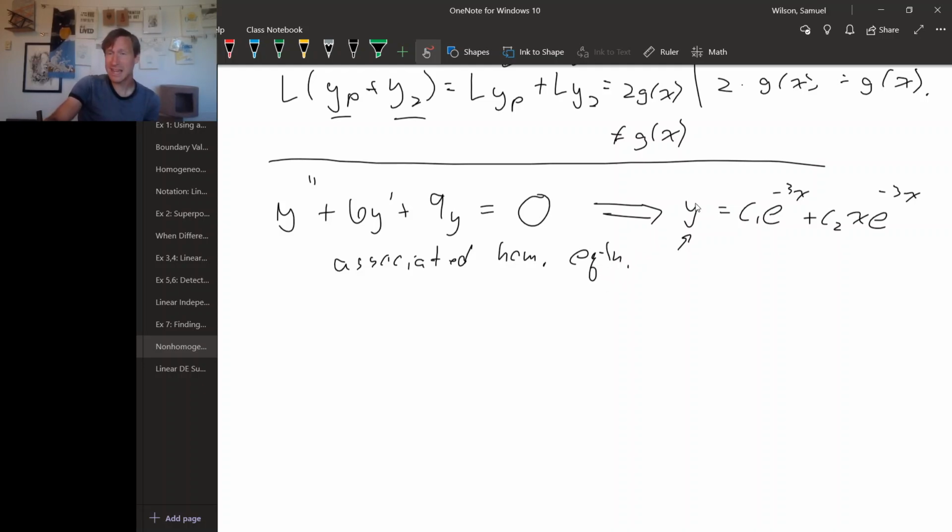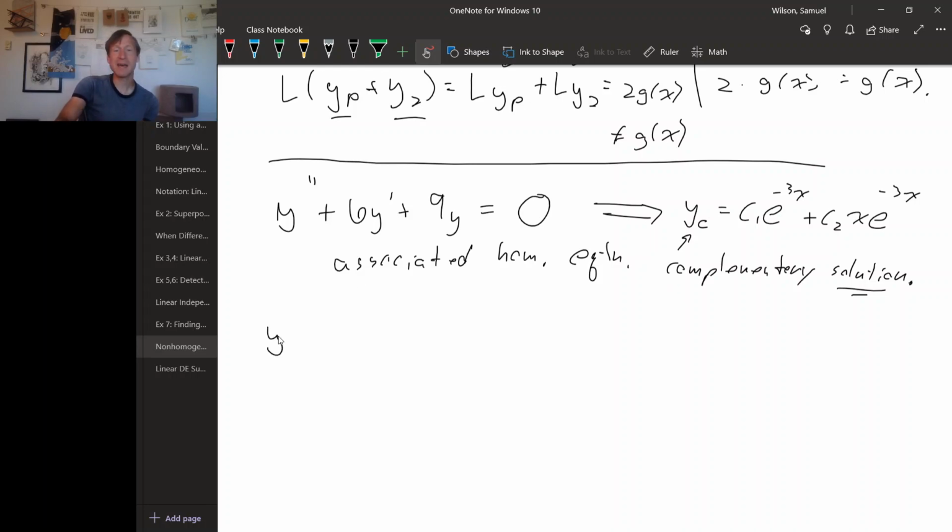So to indicate that, I'm just going to put a little subscript c on this, and that c stands for complementary. So this is called the complementary solution or the complementary function. You have to be careful with the word solution because it's a solution not to the non-homogeneous equation. The complementary solution is a solution to the associated homogeneous equation.